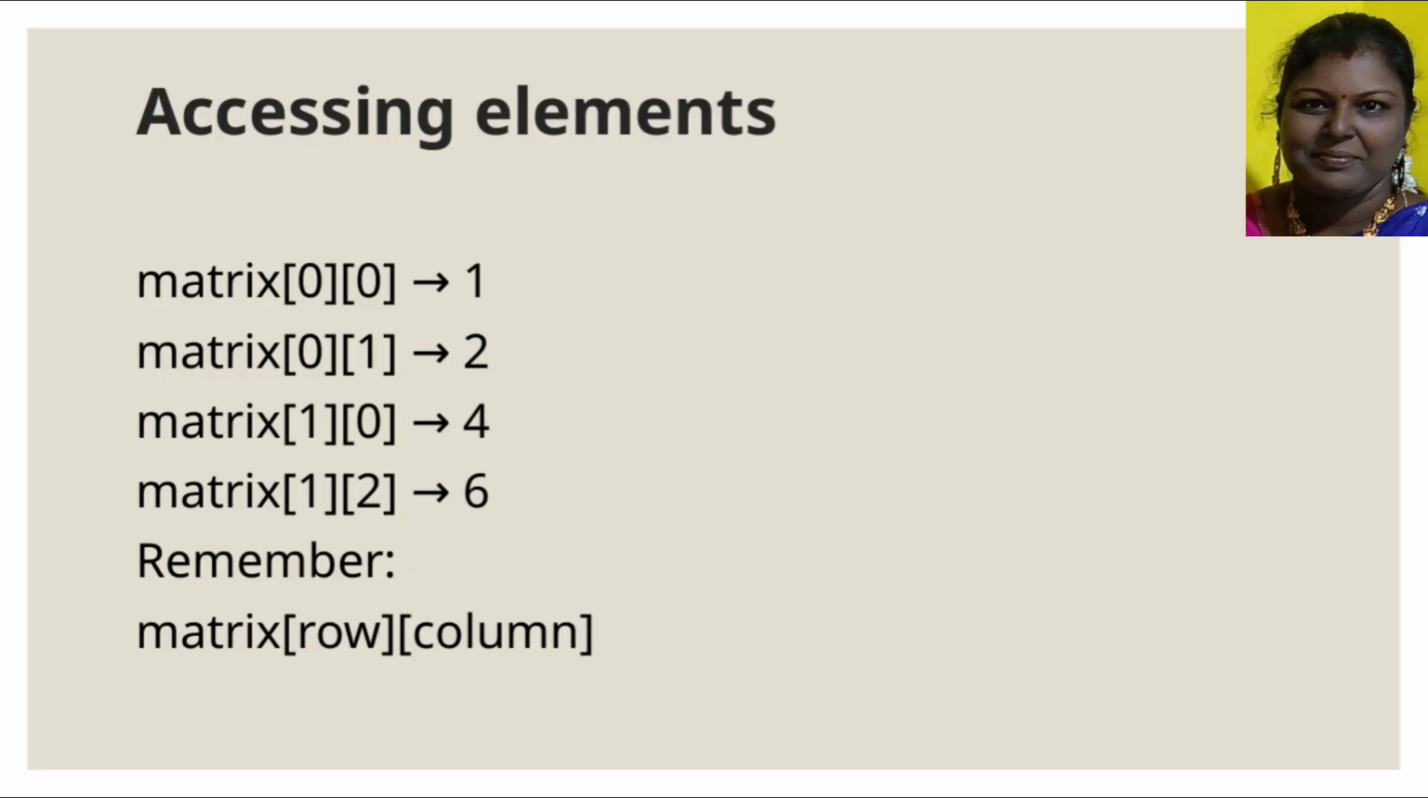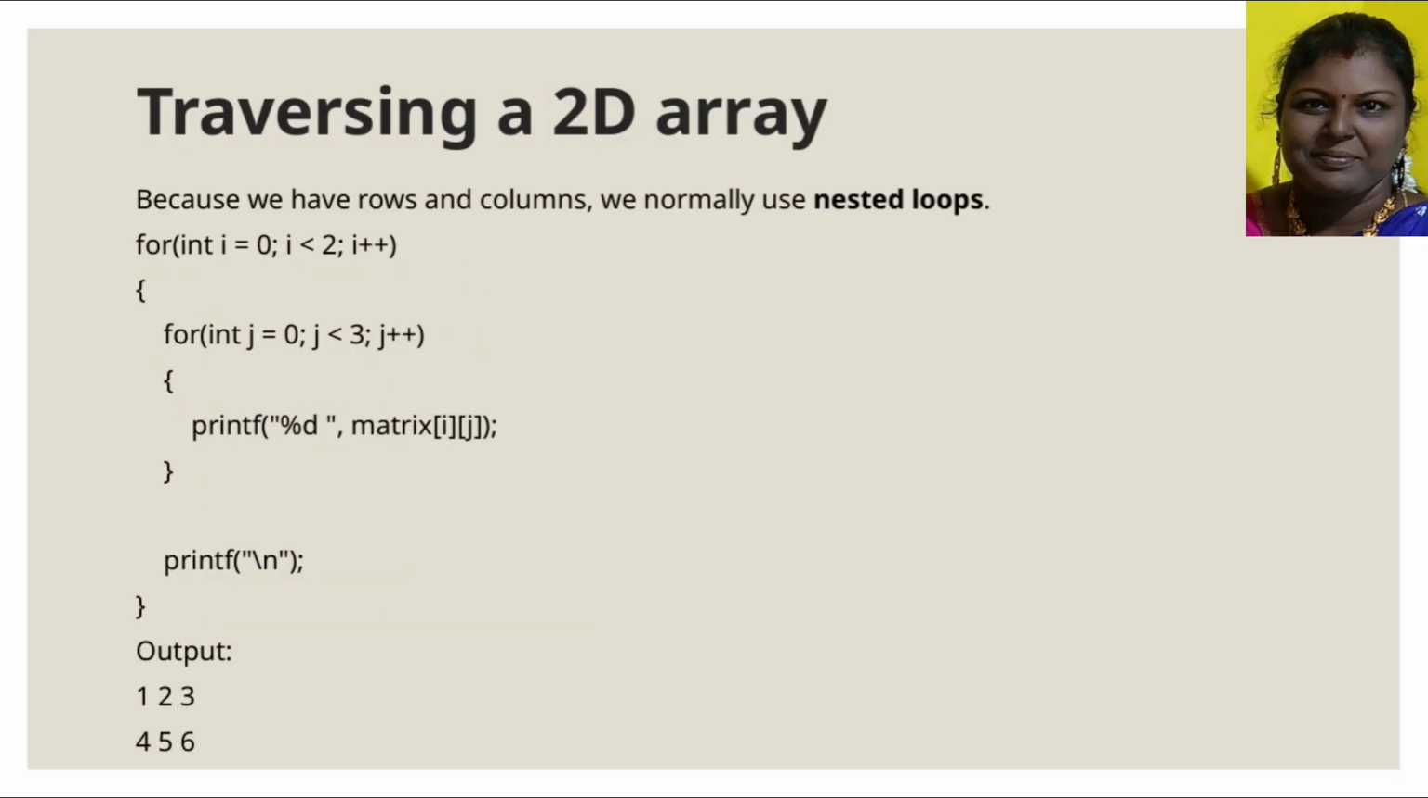When we work with rows and columns, nested loops are our go-to tool. Here, the outer loop runs through each row, while the inner loop steps through each column within that row. This way, we visit every element in the matrix, one by one. After printing all columns in a row, we move to the next line, making the output easy to read. This pattern is how we traverse a two-dimensional array efficiently and clearly.